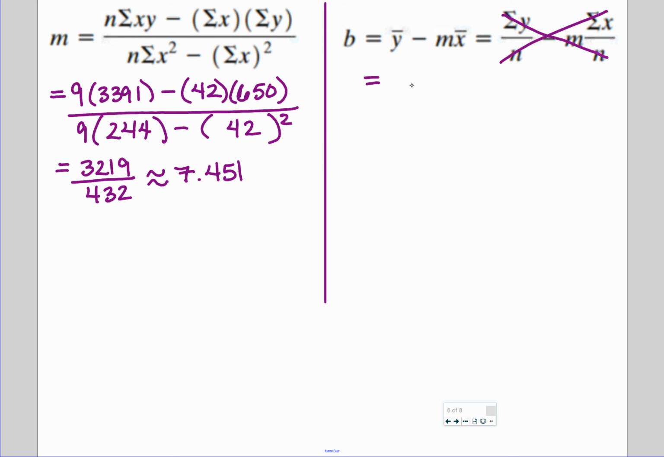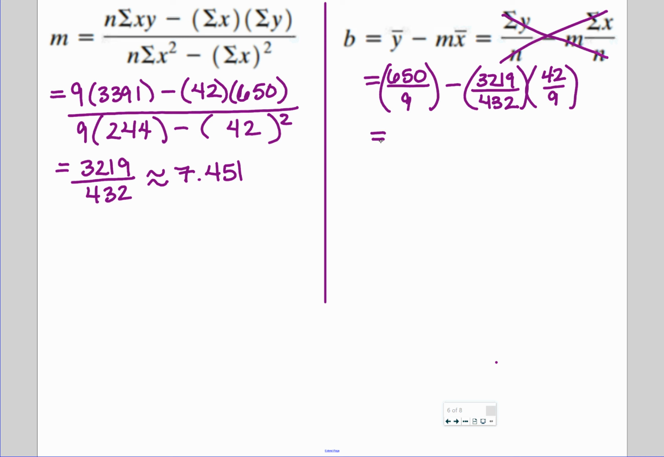Okay. To get b then, my y bar was 650 over 9, the exact value. My m, again, I'm going to use the exact value, 3,219 over 432, what we just found. And then my x bar was 42 over 9. So again, we really don't have to round until that very last piece there. So then our final equation is y hat equals my slope, 7.451 x, plus my y-intercept, 37.449. And you could always put exact fractions in there if you needed to, but most of the time we're going to round these numbers. And that's what the calculator is going to do too. It's going to give us those decimals.